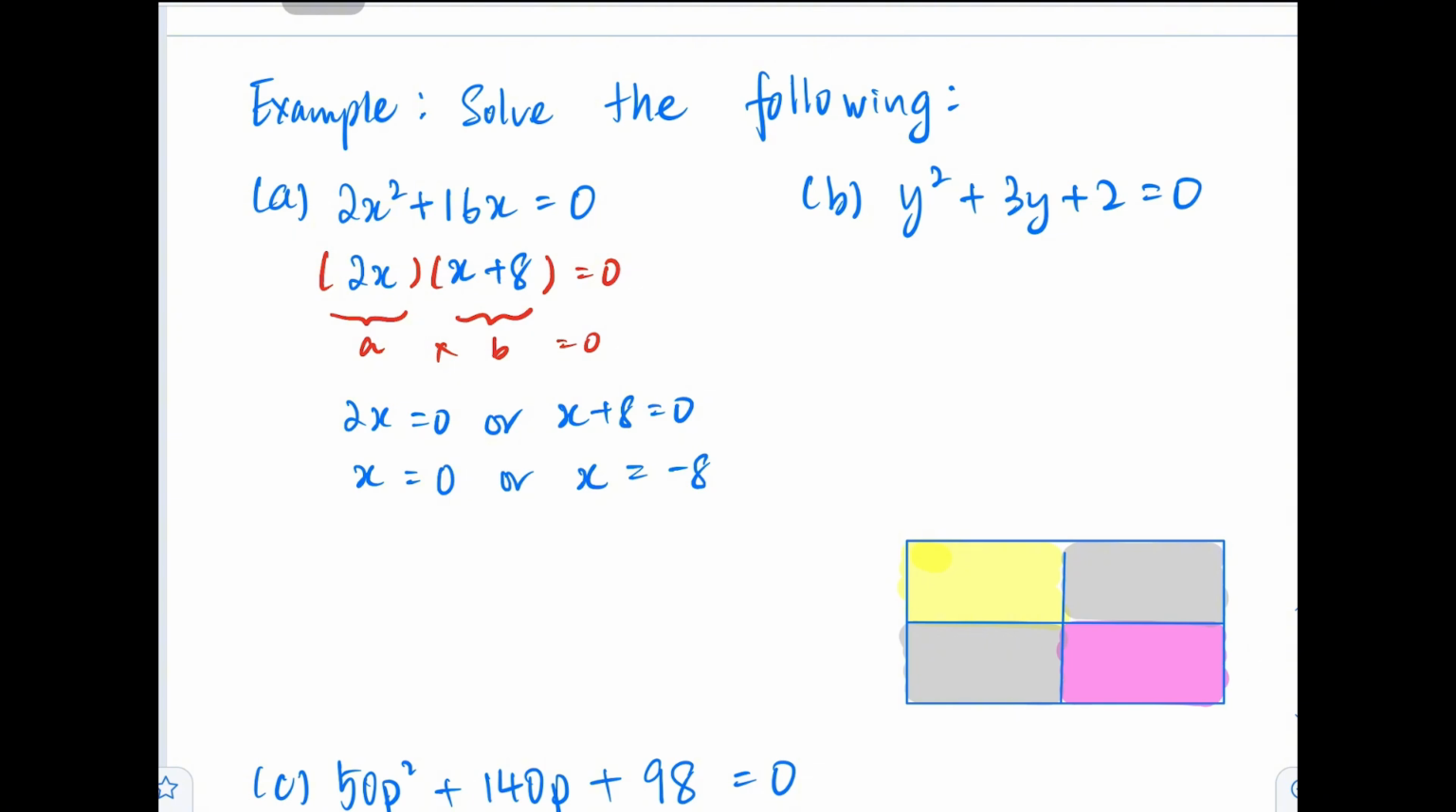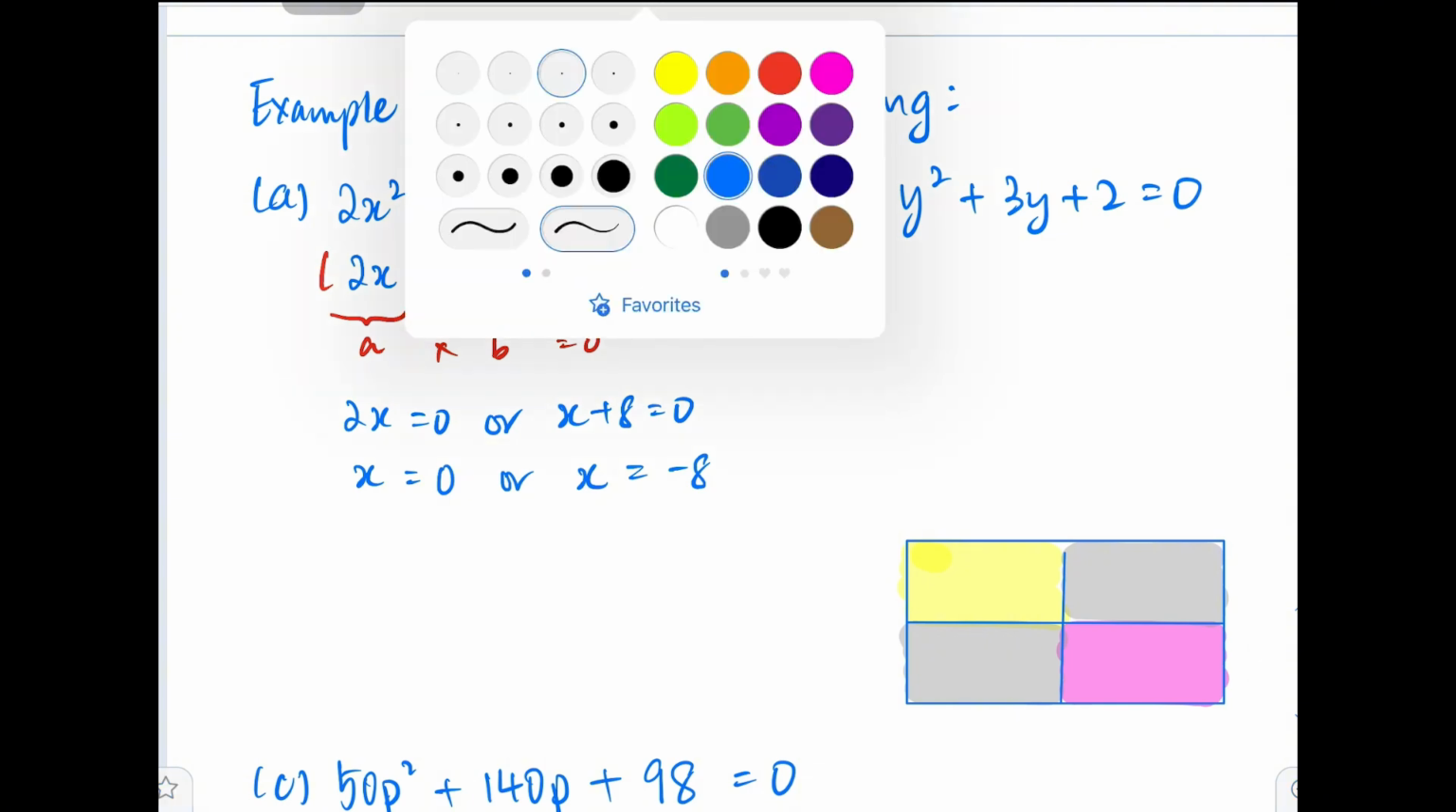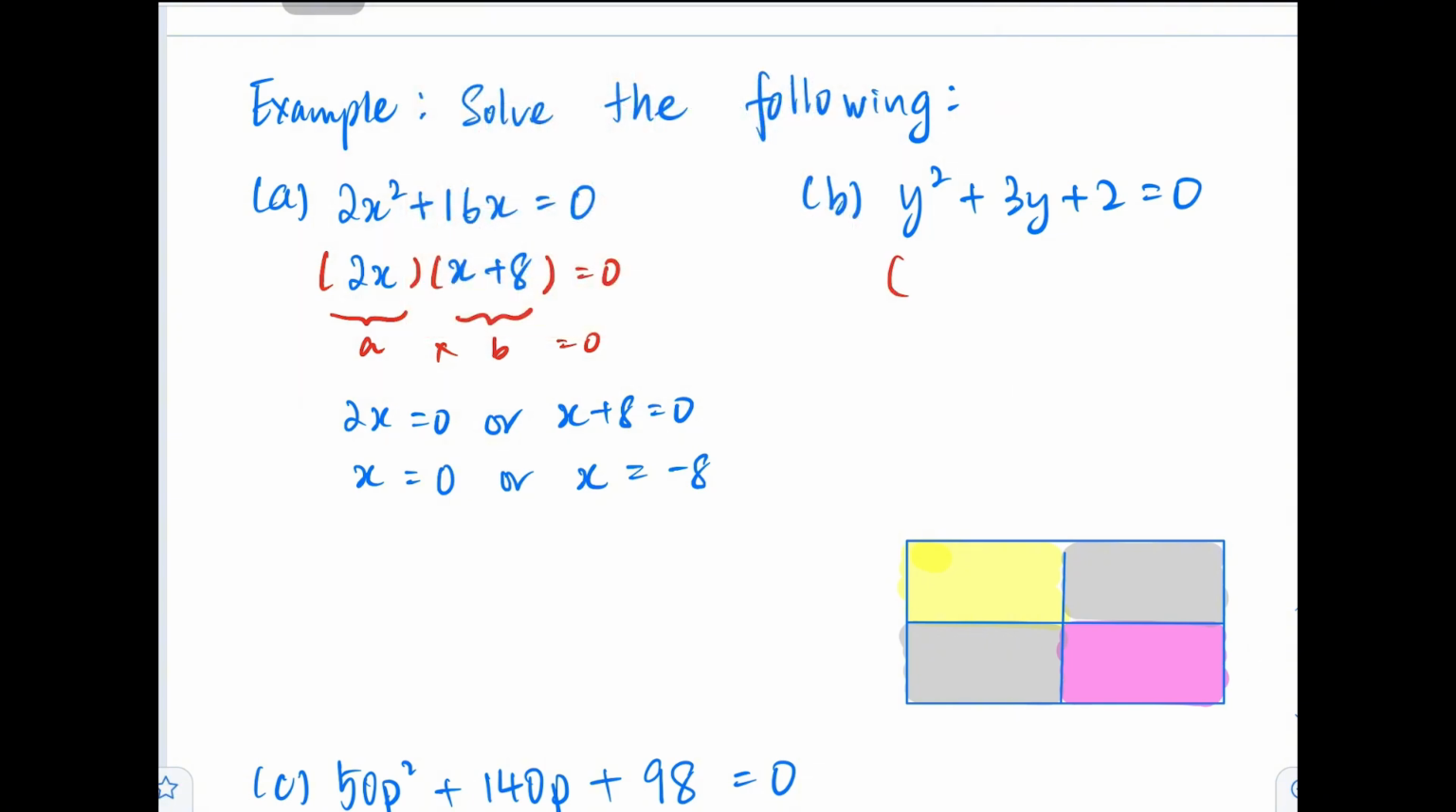Let's look at the second equation, y squared plus 3y plus 2 equals to 0. So again, in order to get it into the form of something times something equal to 0, I will need to factorize. And since y squared plus 3y plus 2 does not have any common factor, I would need to use the multiplication frame method to factorize. So let's fill in our y squared term in the yellow box and the constant term in the pink box.